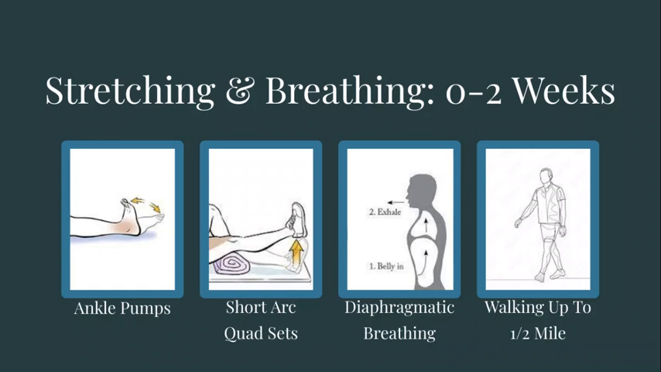The patient should also work on diaphragmatic breathing, which is where you expand your abdomen as you inhale and contract your abdomen as you exhale. It is important to do this because the abdominal pressure generated by the activation of the muscles you are using helps to stabilize the spine from the front. The patient can also walk short distances up to half a mile during this period.